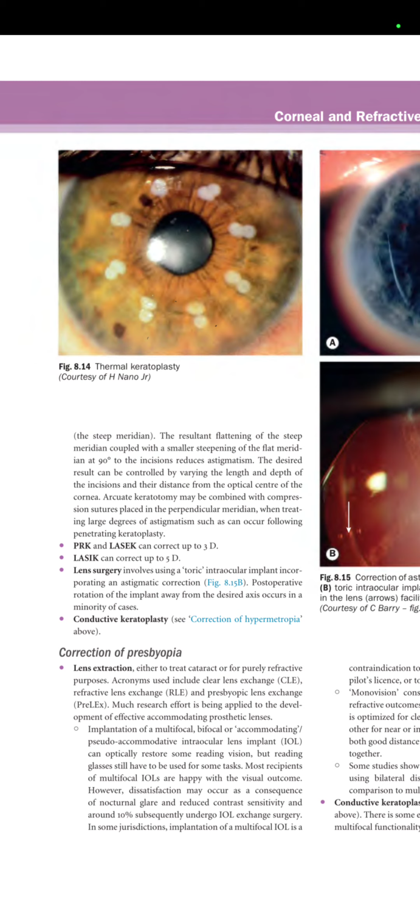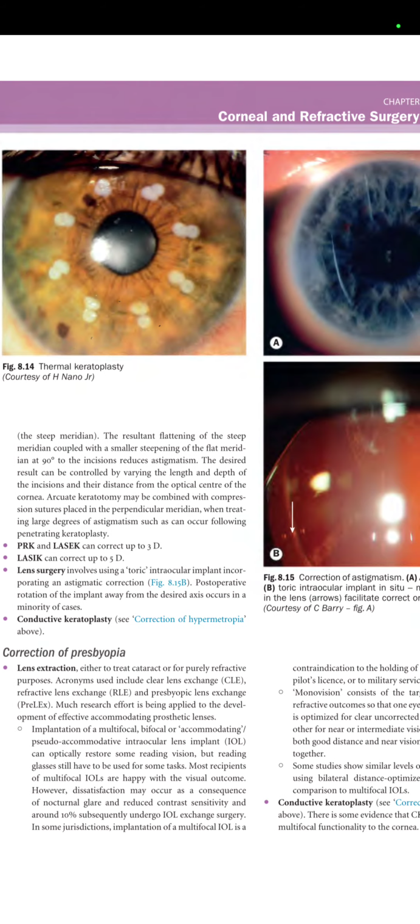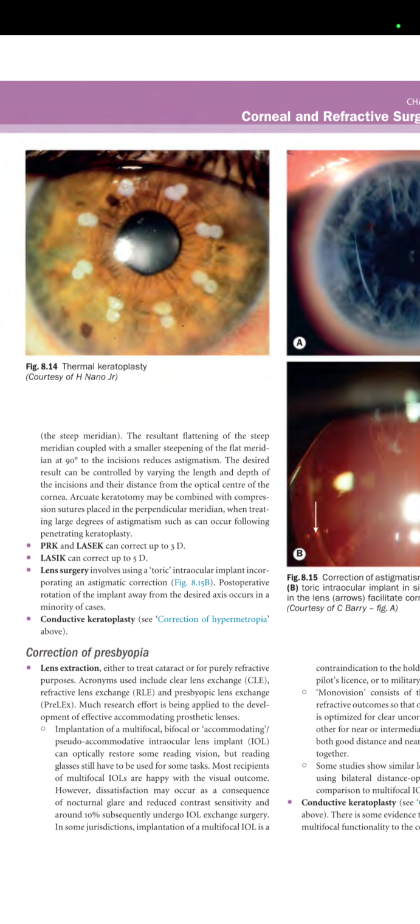Next is PRK, which can correct up to 3 diopters, and LASIK can correct up to 5 diopters. These are other procedures. Phototherapeutic radial keratectomy. Lens surgery including toric intraocular implant incorporating an astigmatism correction. Post-operative rotation of the implant away from the desired axis occurs in a minority of cases. Conductive keratoplasty. So basically in lens surgery, we can place the toric IOL.